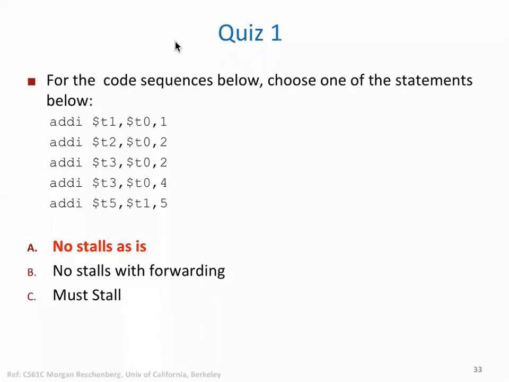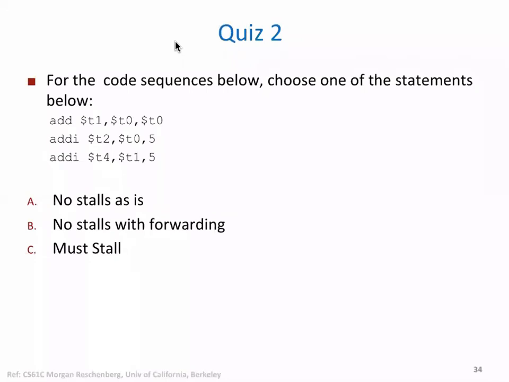All right, so you look at this. We are using T0 here. Here we are using T1, and the result of T1 is available in the first instruction itself, right? So there's no data dependency. All right. Good. Okay.